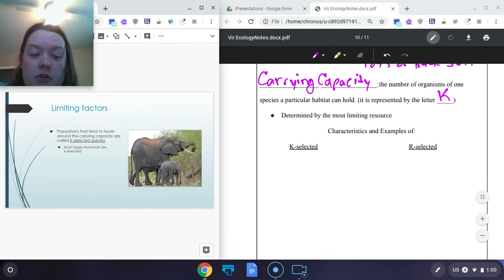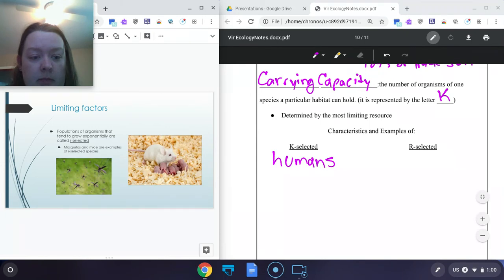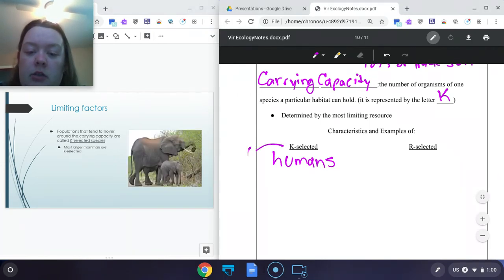Populations that tend to hover around carrying capacity are called K-selected species. An example of a K-selected species would be humans. Humans tend to hover around their carrying capacity. K-selected species are going to typically be large organisms.